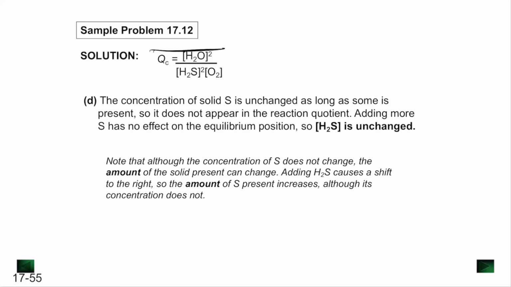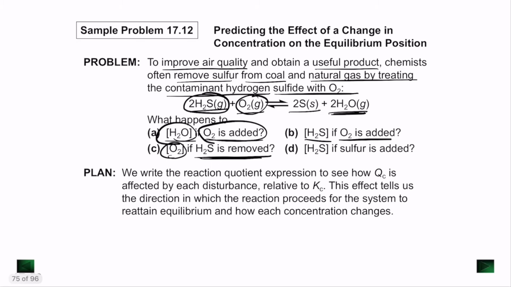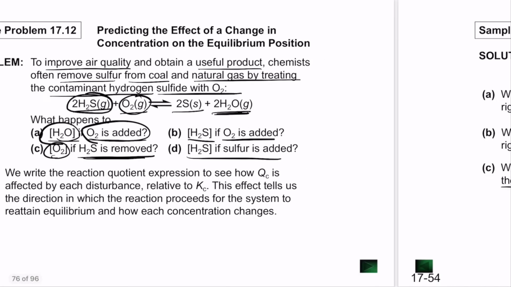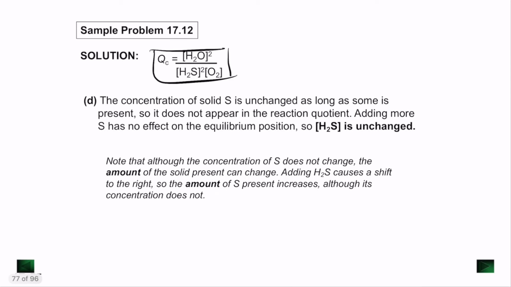So remember the formula QC. This is the one that gives you the entire part. Next, the last one, H2S if sulfur is added. Notice that sulfur is not in any of the QC equations, which means that it does not have any effect on the equilibrium. So H2S is unchanged.